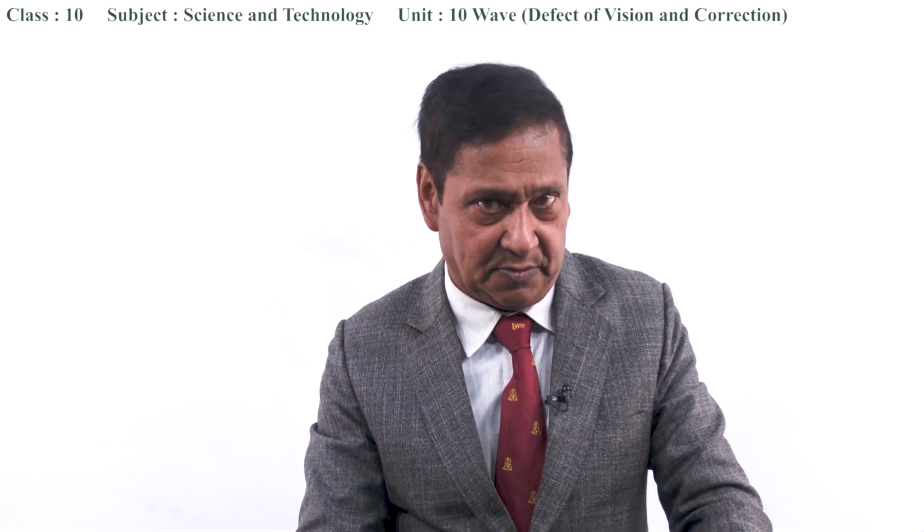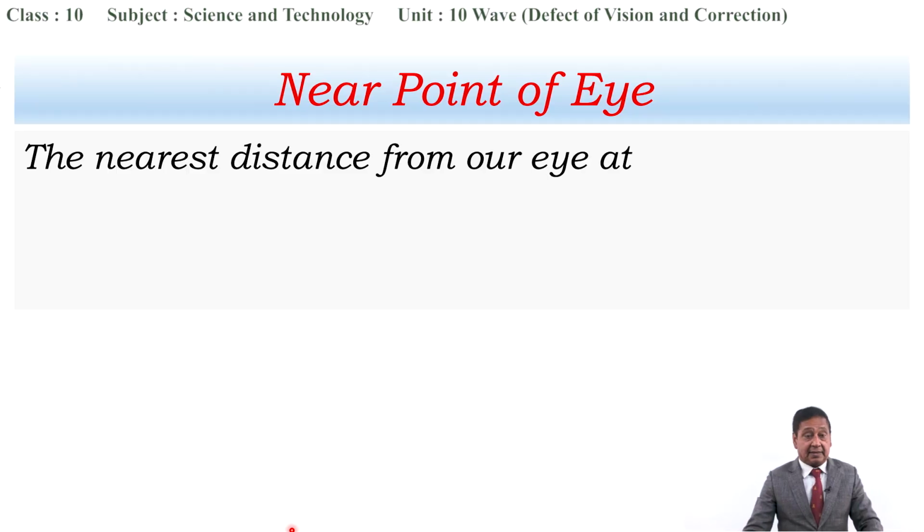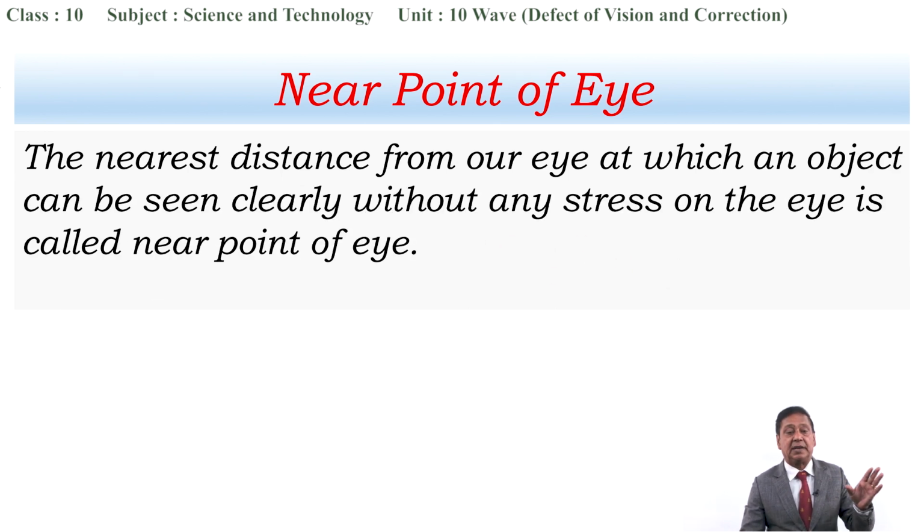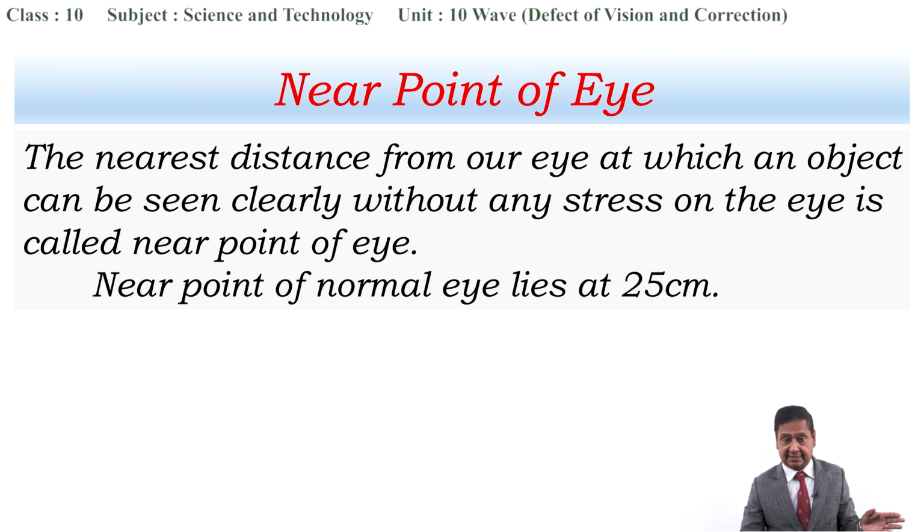Okay, what is near point? We can say this way: the nearest distance from our eye at which an object can be seen clearly without any stress on the eye is called near point of eye. Isn't it? Without any stress, in relaxed condition, the distance at which the object can be seen clearly from the eye is called near point of eye.